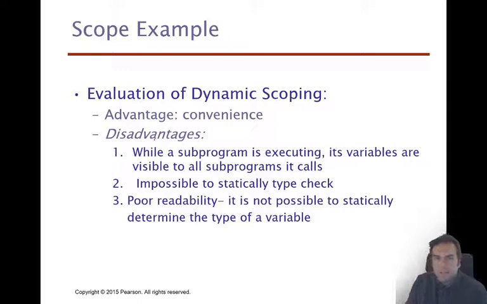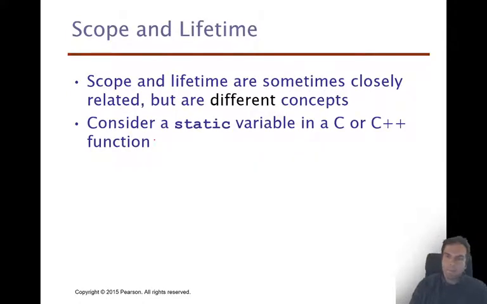And you have to understand all the different ways that the program might execute in order to have any sense of what the meaning of a particular statement is going to be. So dynamic scoping is probably not very good, right? So again, scope and lifetime, remember the difference. Scope is about visibility. Lifetime is about occupying a memory cell, right?